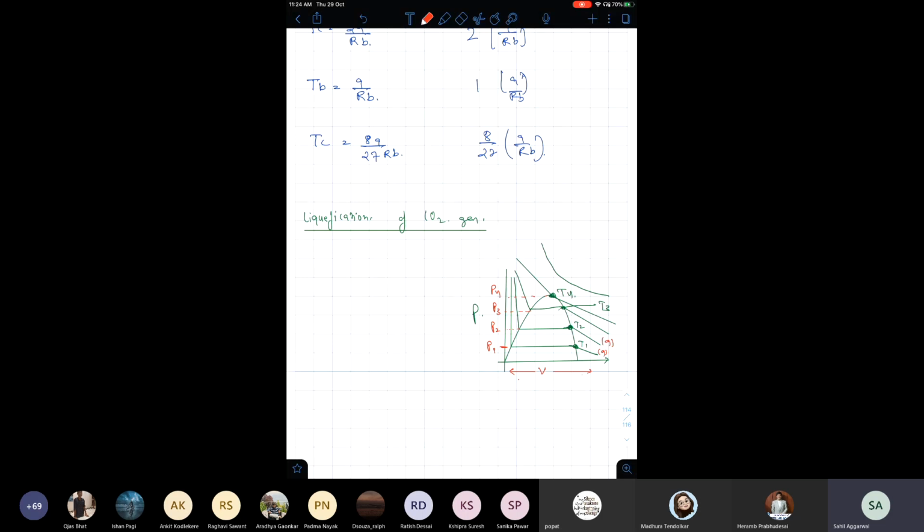This is gaseous form, this is gaseous form, this is gaseous form, and this is also gaseous form. This is liquid vapor equilibrium.